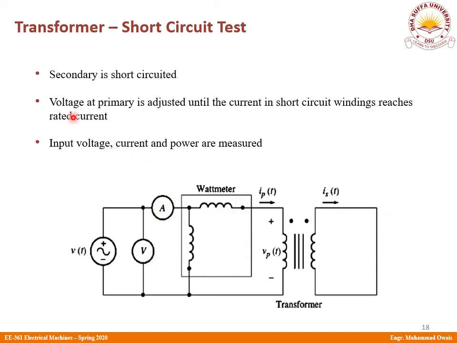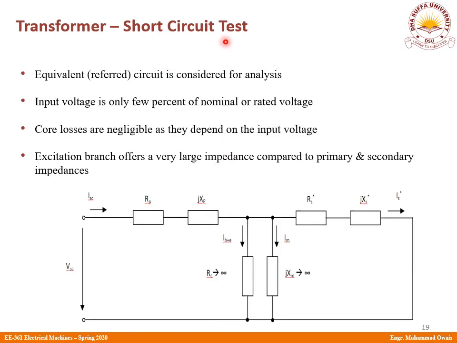And the important point is this: the voltage that you are going to apply here is not the rated voltage. It is simply the voltage at the primary, adjusted until the current in the short circuit winding reaches the rated current. So you simply start increasing your voltage and you stop when the current in the secondary has reached the rated current. Now, during the short circuit test, the voltage applied at the primary side is very low. It's only a few percent of the nominal or rated voltage.